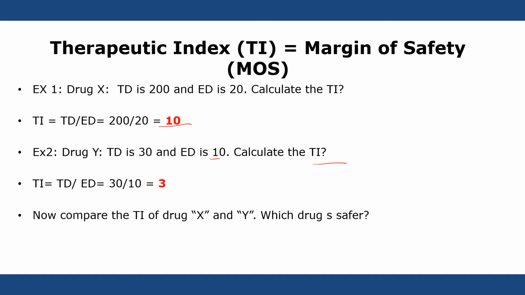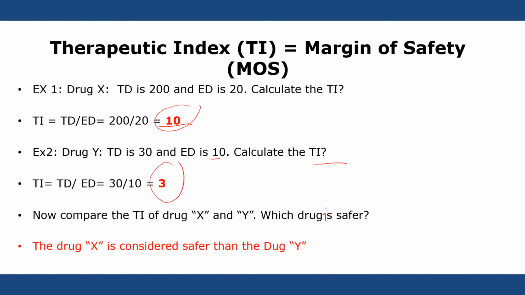Now my next question is, let's compare the TI of drug X and Y, and which drug is safer. Is drug X safer than Y, or Y safer than X? Okay, drug X is considered safer than drug Y. So drug X had a TI of 10 and drug Y had a TI of 3, and I told you that the higher the number, the safer the drug. All right, so that's how you calculate a margin of safety.